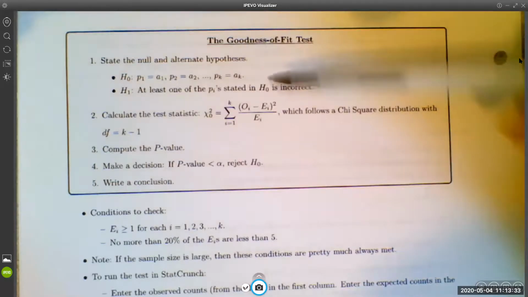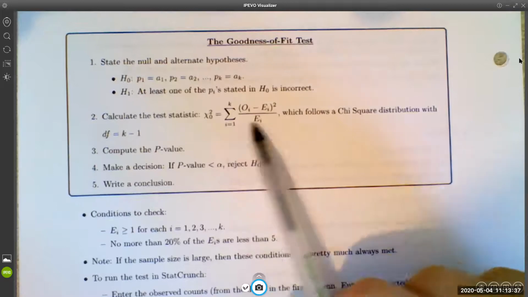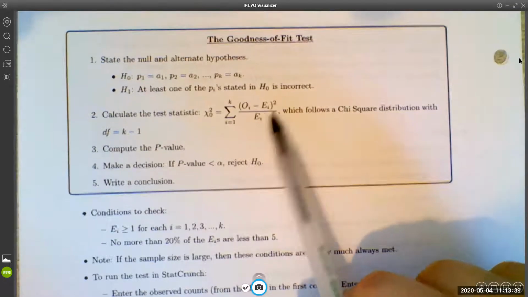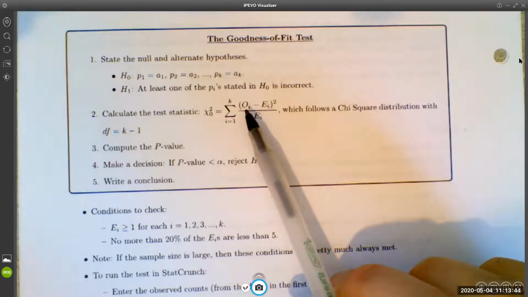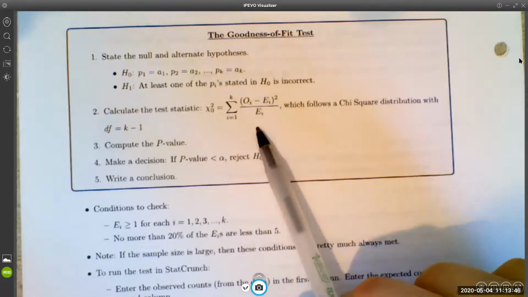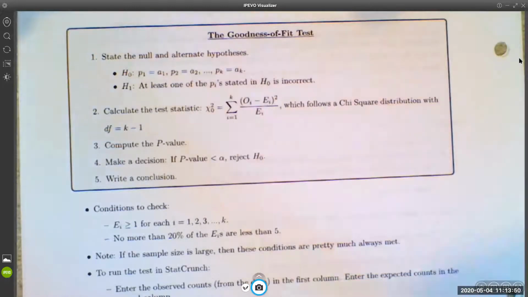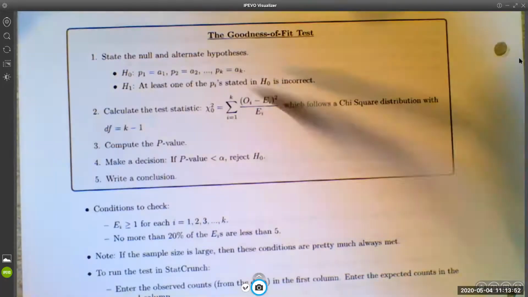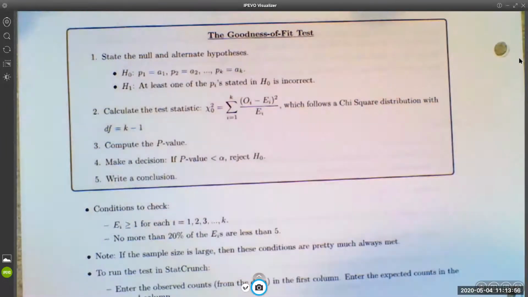And then calculate the test statistic. This is how we calculate the test statistic. You can see it's pretty nasty because we have to compute those expected values that we just did, and then we have to subtract them from the observed values, square it, divide by the expected value, and then add that up for each proportion that we're trying to test. But anyway, that's how you would compute it. And this test statistic follows a chi-square distribution.